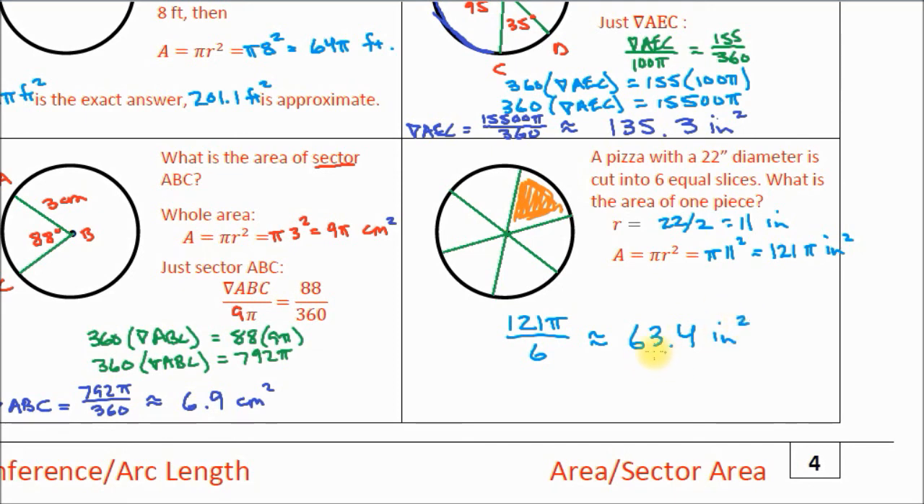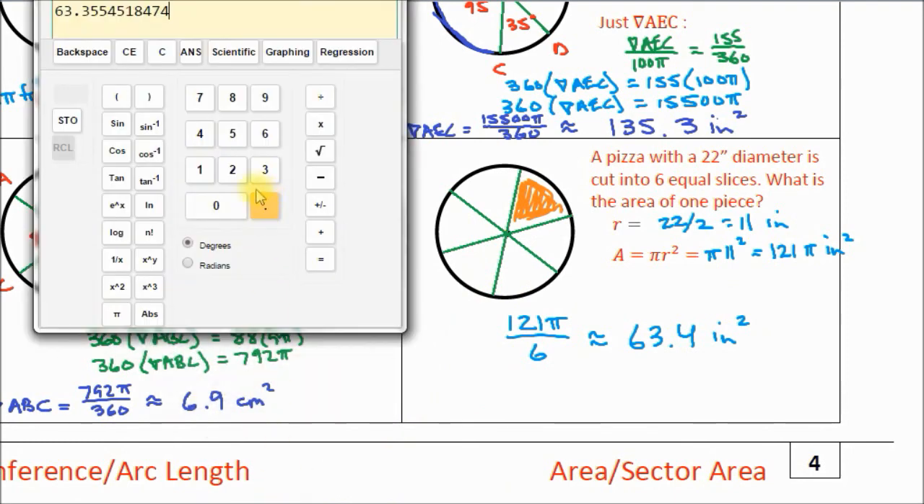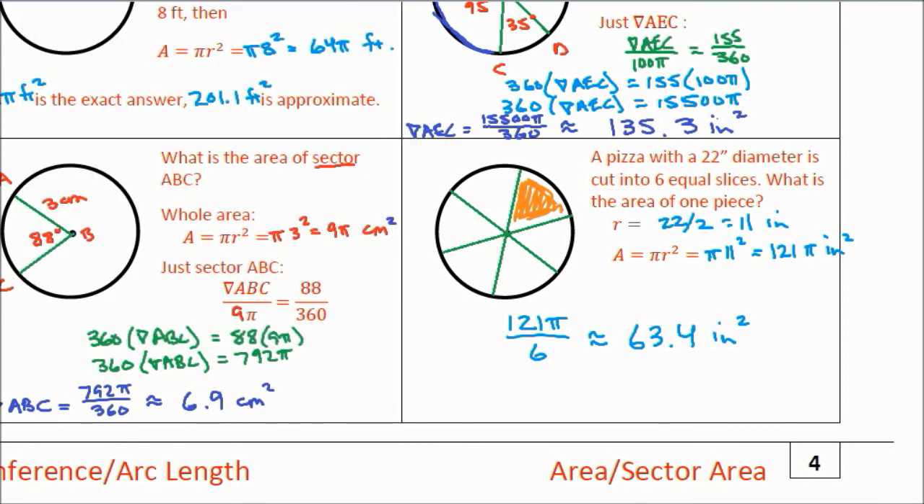Now I got about 30 seconds. Let's find out how much area the whole pizza is in approximate answer. That's 121 times pi equals about 380. So you can see 380 square inches for the whole pizza, 63.4. It better be less than that because we're only taking one piece. So there is a shortcut to finding just the area of a pizza slice. The other examples show you how to find the area of any sector if you know the degrees of the central angle.